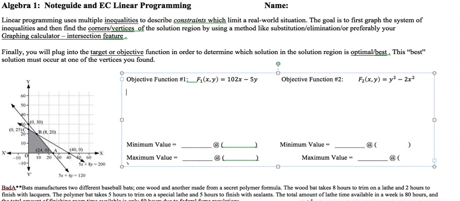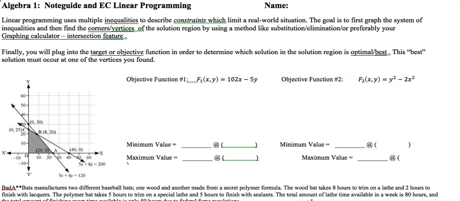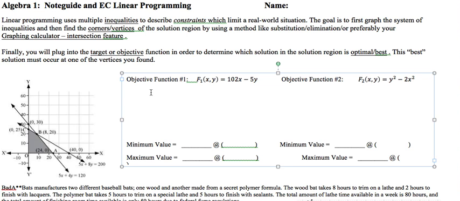Let's see if we can get a table to spawn for us. Oh, it didn't want to spawn for me. So let's just type this out.